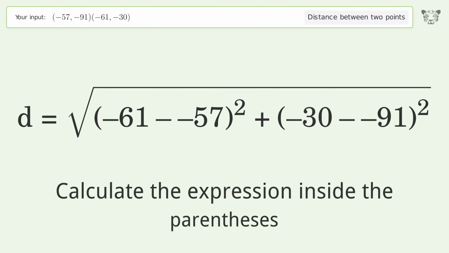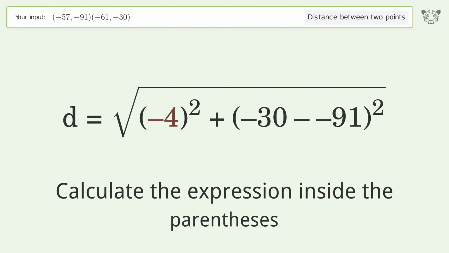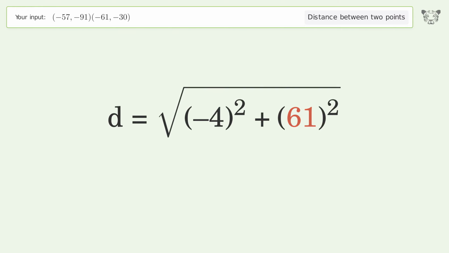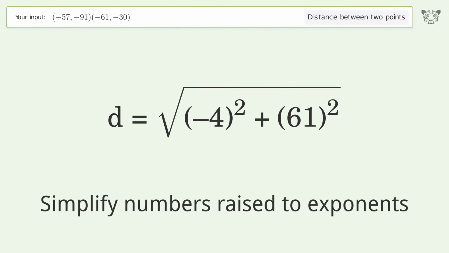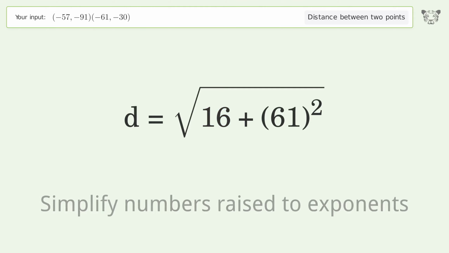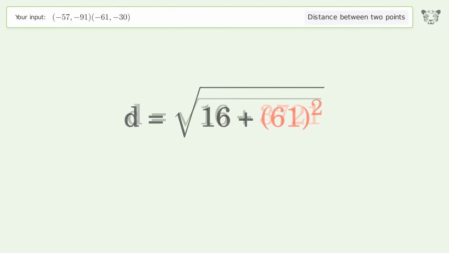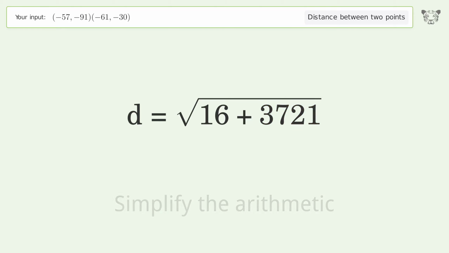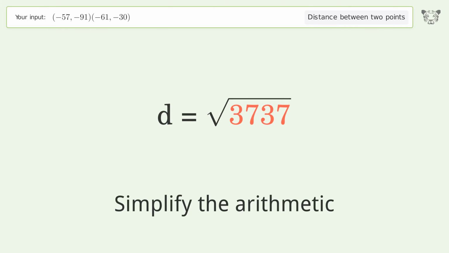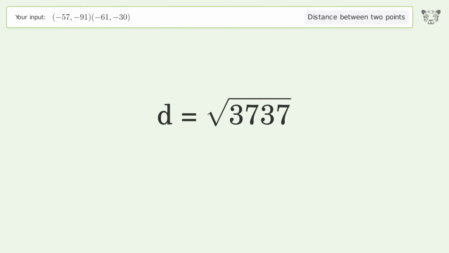Calculate the expression inside the parentheses. Simplify numbers raised to exponents. Simplify the arithmetic. And so the distance between the 2 points is the square root of 3737, or 61.131.